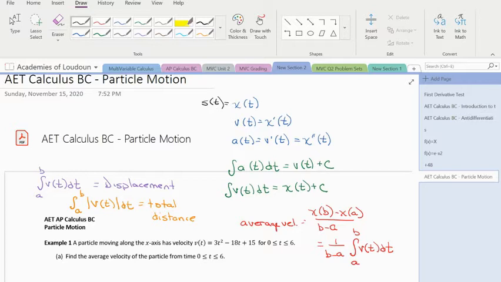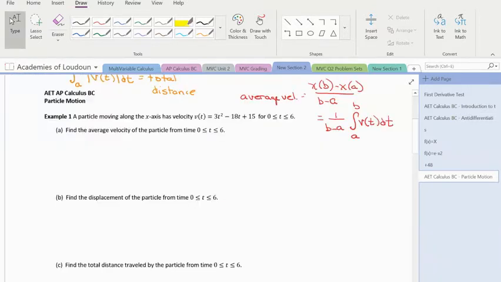So let's go ahead and take a look at a couple of examples. Okay, so we have a particle moving along the x-axis with velocity given by v of t for the time interval from t equals 0 to 6. We want to find the average velocity. So again, we know that average velocity, and since we have the velocity function, we're going to go ahead and use the integral. So this is on the interval from 0 to 6. It's going to be 1 over 6 minus 0 times the integral from 0 to 6 of v of t dt.